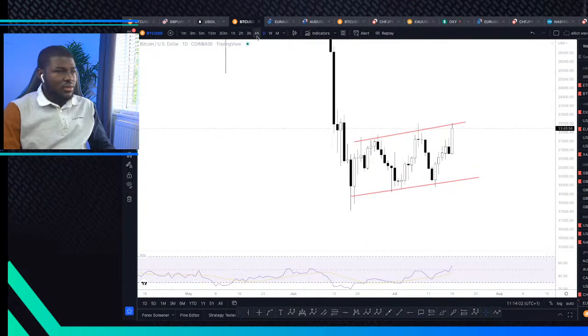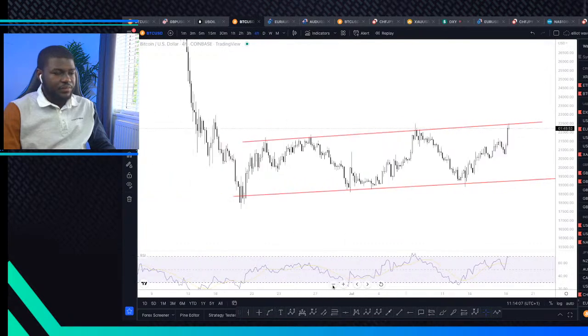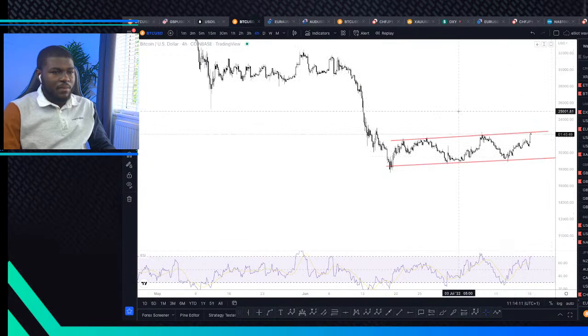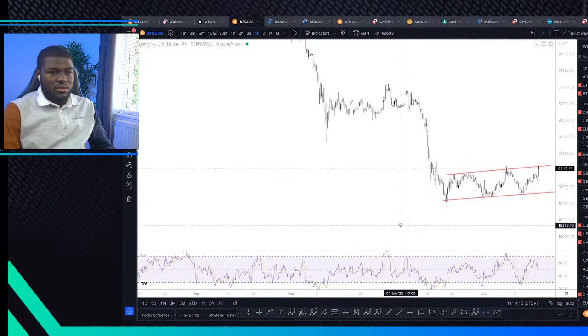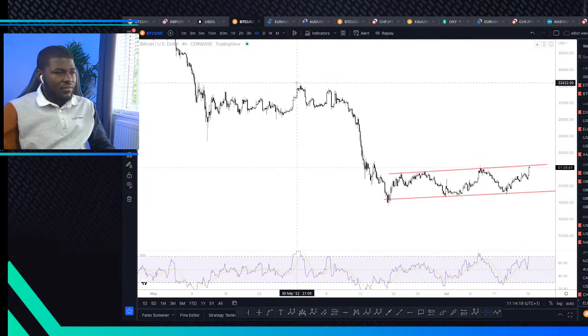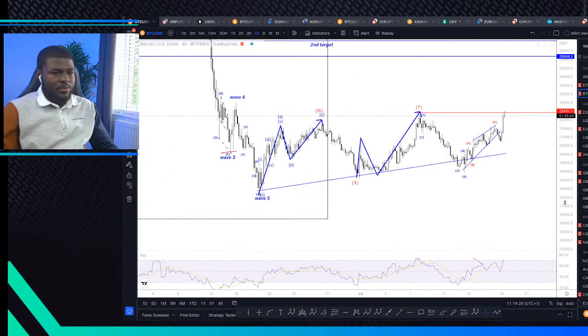So now let me go into the 4-hour time frame and see it better. On the 4-hour time frame, I will try to zoom out to see. So we have right here, let me go back to the chart I already analyzed. Let me bring the 4-hour time frame there.